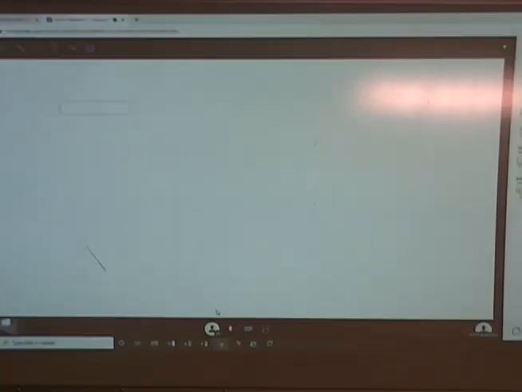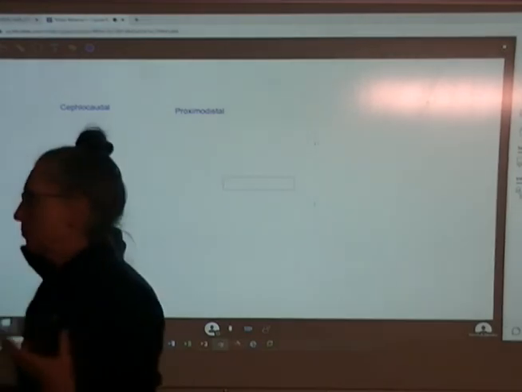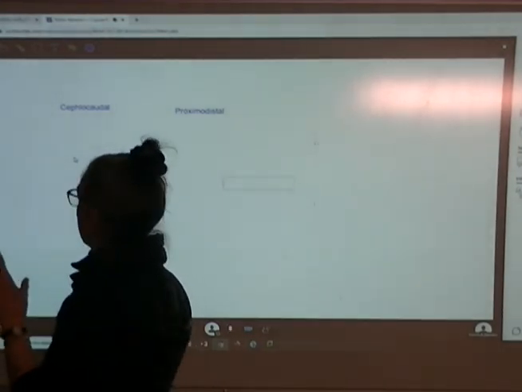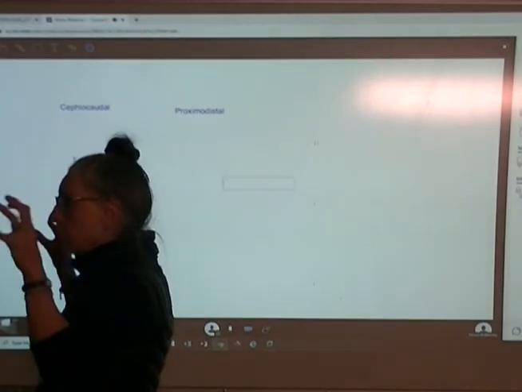Okay, the first one is caudal. Okay, and the second one is proximodistal. I can't see the keyboard, so I'm typing in the dark. There we go. All right, and these 2 terms represent our laws of direction. Okay, so our growth laws, our motor developmental laws have these 2 directional rules that they follow.